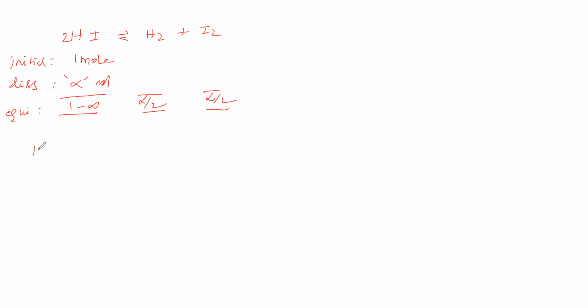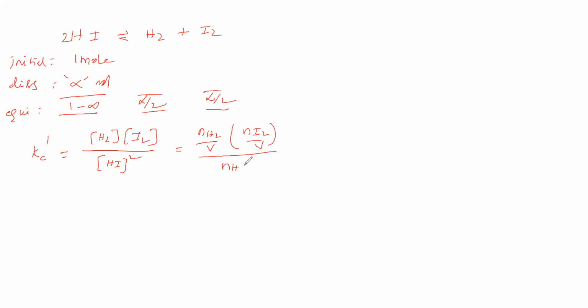So for this we will say Kc dash is equal to concentration of H2 into concentration of I2 by concentration of HI square. Now concentration of H2 is number of moles of H2 by volume, number of moles of I2 by volume, then number of moles of HI by volume square. So volume gets cancelled. So we can say number of moles of H2, number of moles of I2, number of moles of HI square.